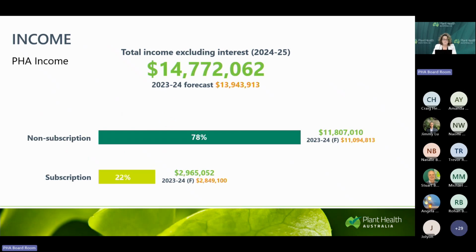Our total income for 2024-25 is provided in the following bar graph, which depicts the composition of 22% coming from subscriptions and the remaining 78% as non-subscription income. Non-subscription income allows us to maintain and increase staffing numbers and technical skills within Plant Health Australia to complement our subscription-funded work. Non-subscription funded projects also provide the ability to recover our costs that would otherwise be paid for from subscription income.